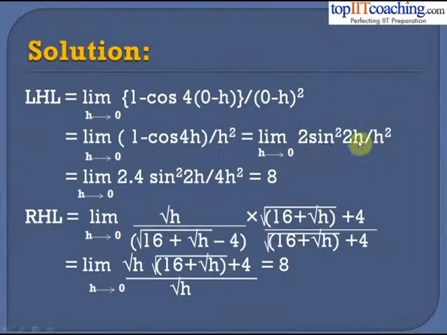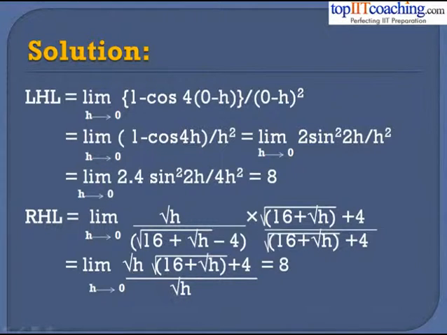Now what we do is we multiply and divide it by 4. Therefore, we get the expression as 8 into sin squared 2h divided by 4h squared. Now, the value of this is equal to 1 because sin x by x when x tends to 0 is equal to 1. Now, this limit is equal to 8. Therefore, we can say that the left hand limit of f(x) is equal to 8.